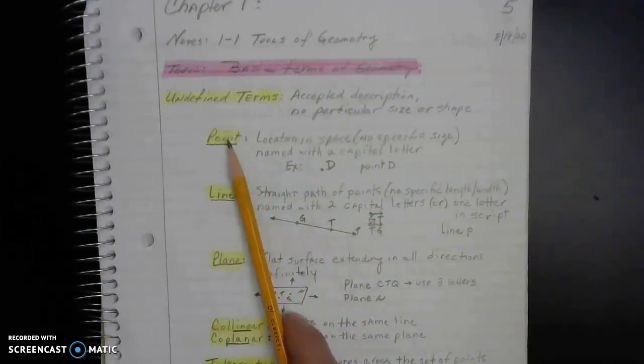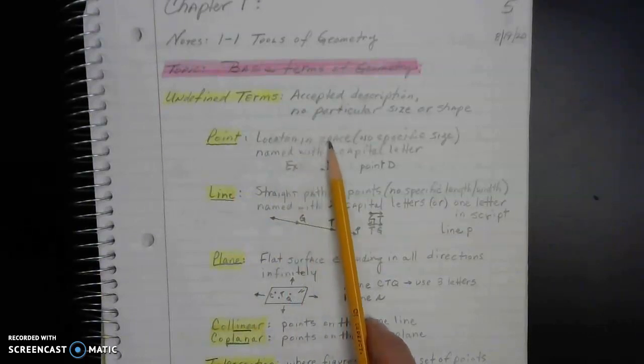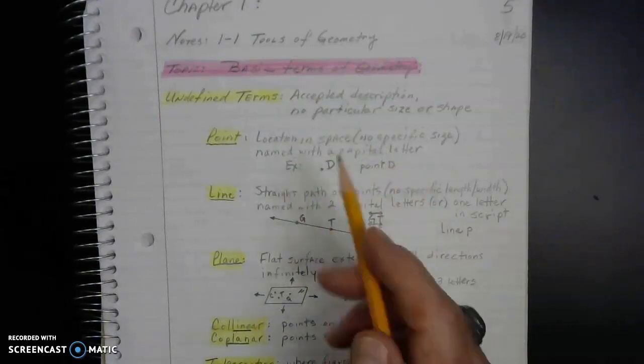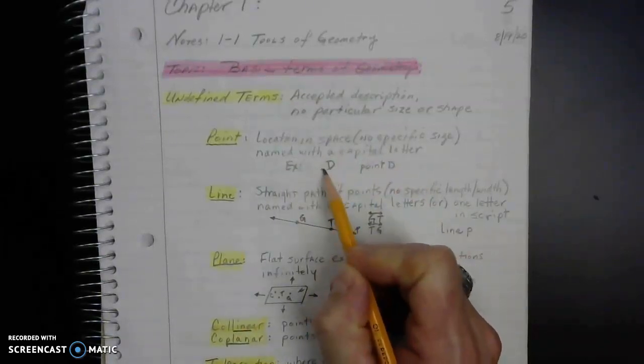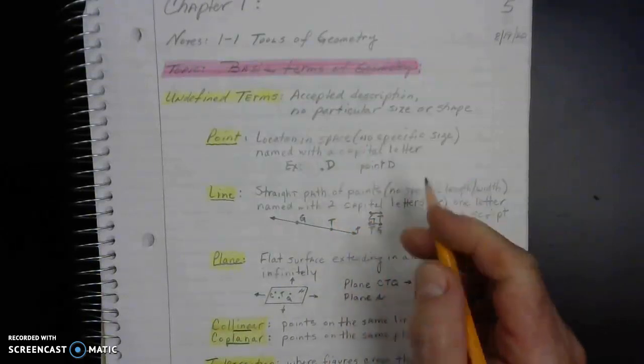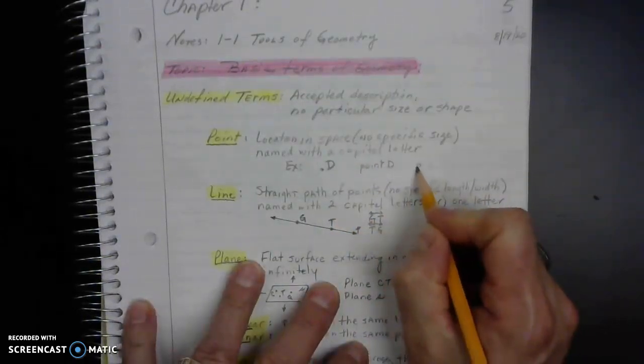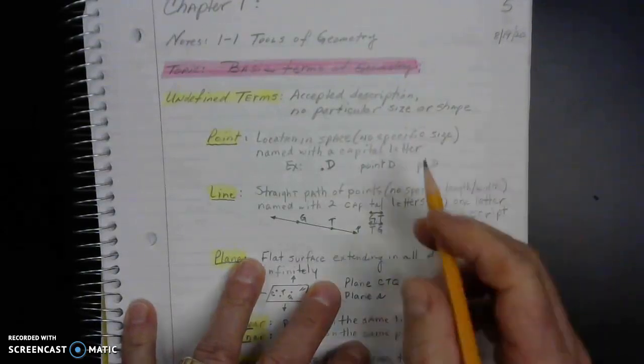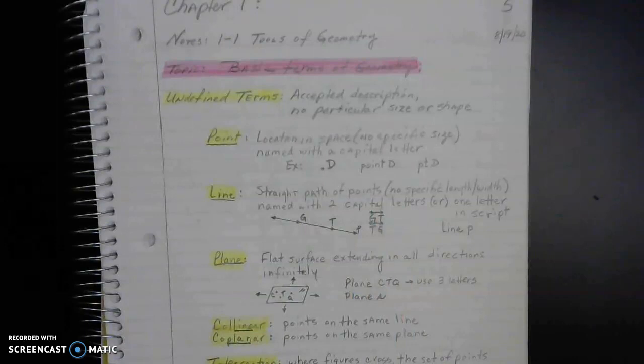So a point is a location in space, no specific size, and it's named with a capital letter. The example would be a dot, and you'd put the D beside the dot, or you could write point D, or you could write PT D as well. So those are the three ways of writing a dot or a point.